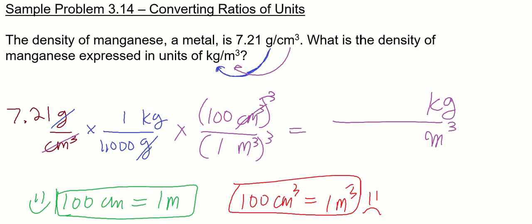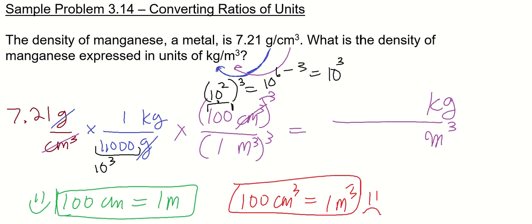Let me pick a different color. All right, if you look at this, this part right here is just 10 to the 2. And then we're cubing it, so that's just 10 to the 6. I'm assuming you know the math, so if you need help with the math, come on in and I'll help you out with that. This here is 10 to the 3. So 10 to the 6 divided by 10 to the 3 is 6 minus 3, and that's going to be 10 to the 3.